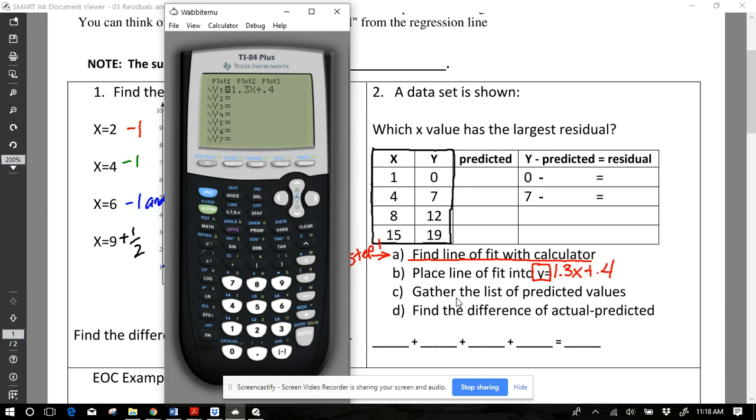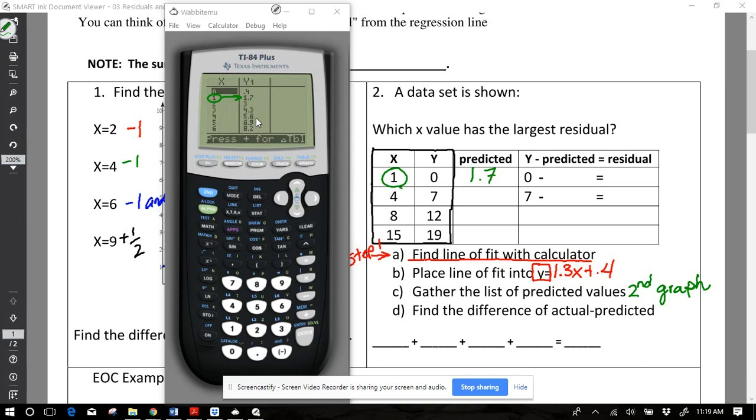And then it says to gather the list of predicted values. So the way that I do that is I need to, in my calculator, hit second graph. And what this is going to do is pull up the table. Okay, so second graph, and here's my table. And then what I'm going to do is notice that here, okay, x equals 1, I want to go here where x equals 1. And then I want to see the original point was at 0, but what is the new point on the line of best fit? And the answer is 1.7.